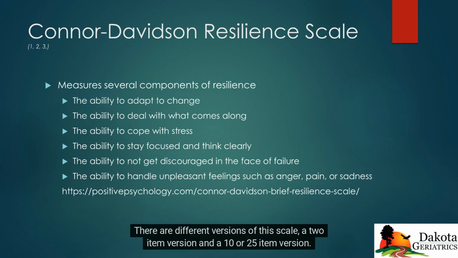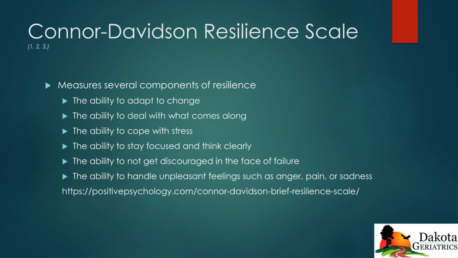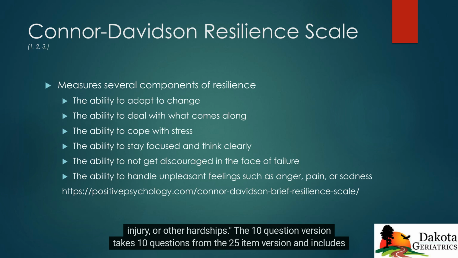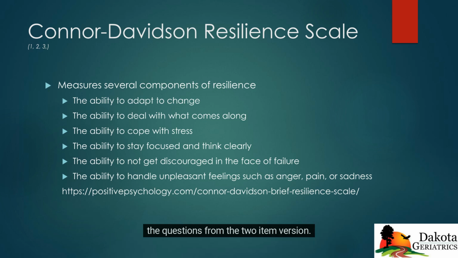There are different versions of this scale, a 2-item version and a 10 or 25-item version. The 2-item version asks, I am able to adapt when changes occur, and I tend to bounce back after illness, injury, or other hardships. The 10-question version takes 10 questions from the 25-item version and includes the questions from the 2-item version. The link to the scale is attached.